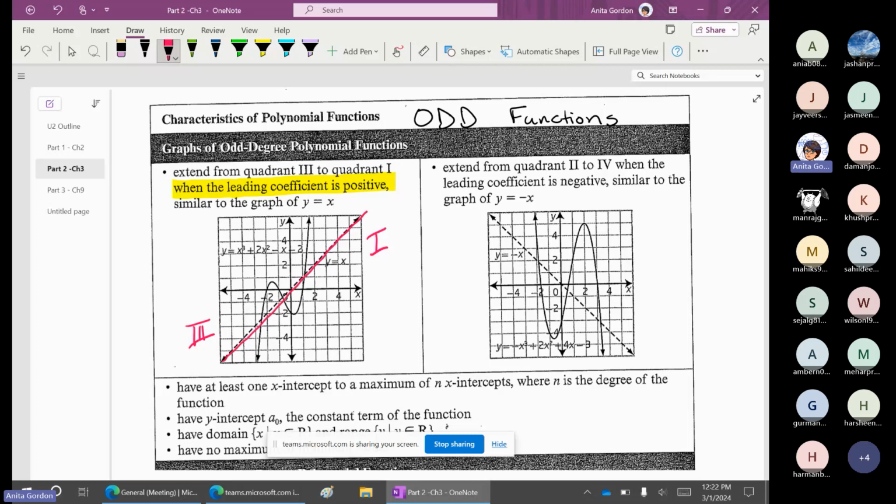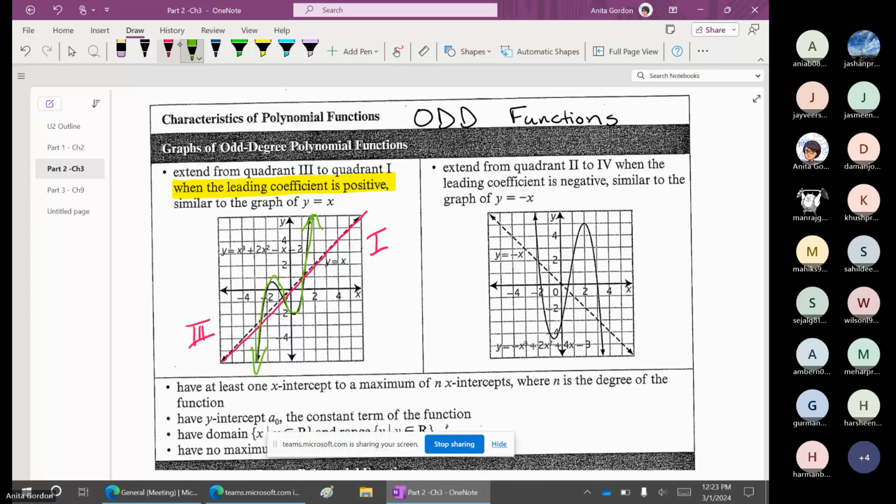Okay, the higher the degree, the more squiggles there will be in the middle, but at the ends of the graph there will always be a leg going down into quadrant 3 and the other one going up into quadrant 1, up to the right. This is true for all odd graphs with positive leading coefficient.